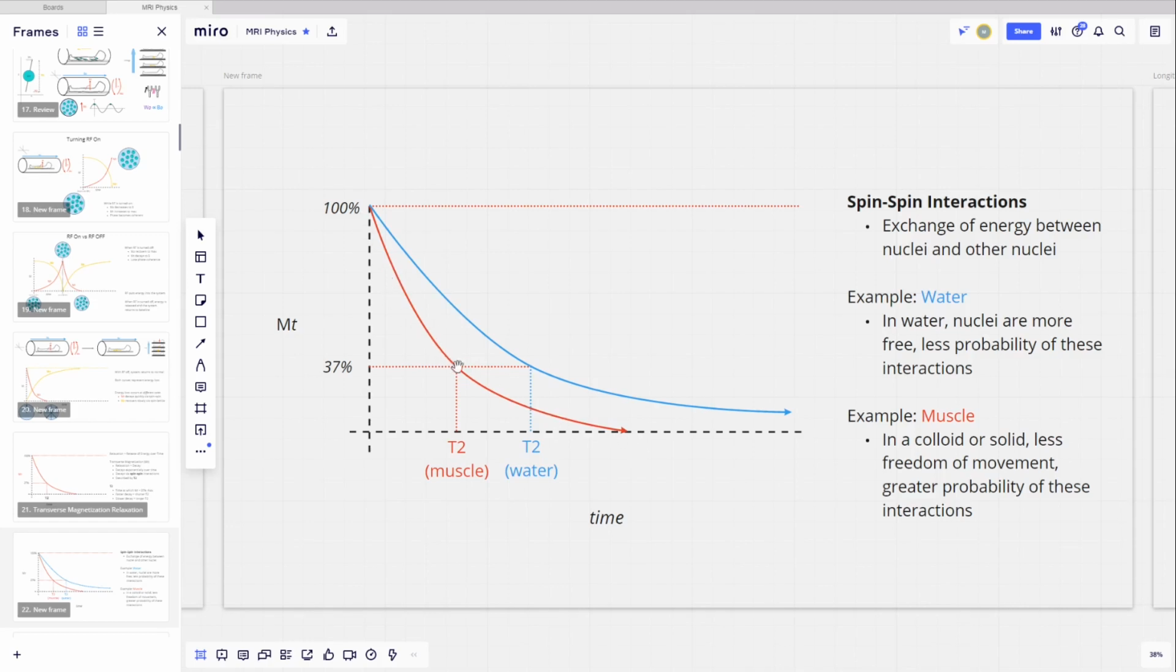And we said that if you have faster decay, then your T2 is going to be shorter. It's going to take less time for you to get down to that baseline. So if we compare the T2 of muscle and the T2 of water, the T2 of water is going to be longer. Okay. Now notice, these curves are different, and so it would be nice if we had a way to exploit this difference, right? Because this is what's going to give us our contrast, this difference in the rate at which water relaxes and muscle relaxes.